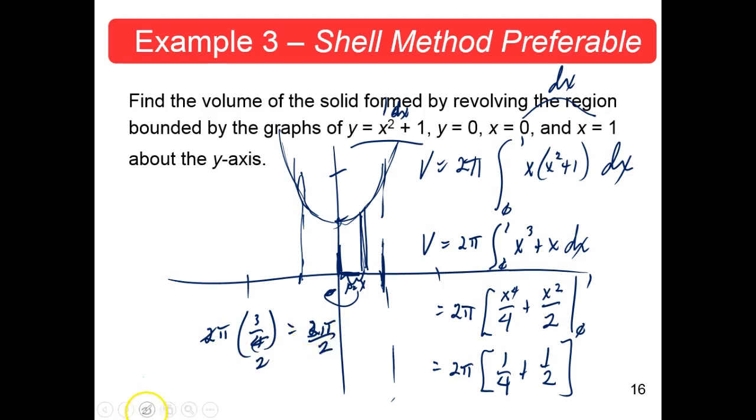If my figuring and writing work, it's 3 pi over 2. That should be the volume. Let's see what they got. Oh, look at that. They got it right.